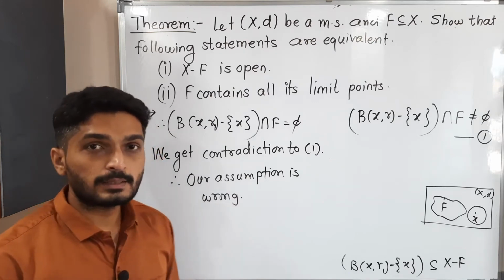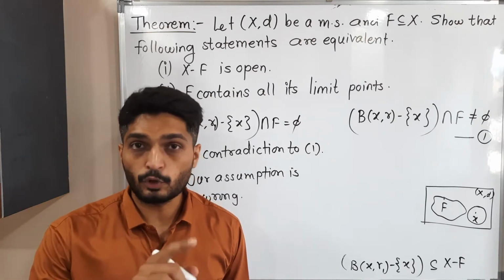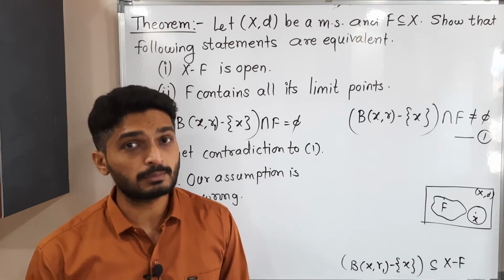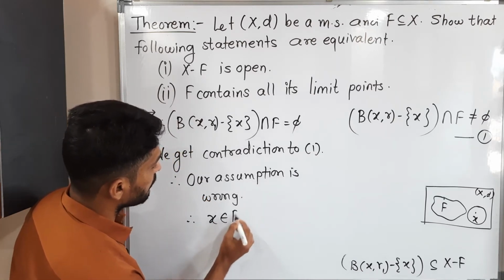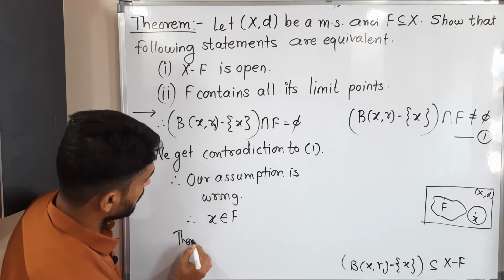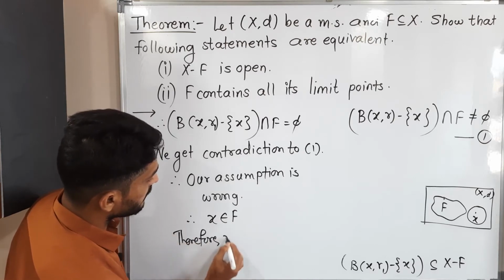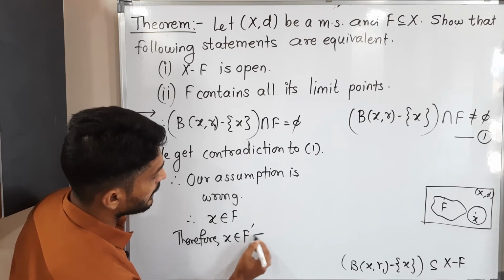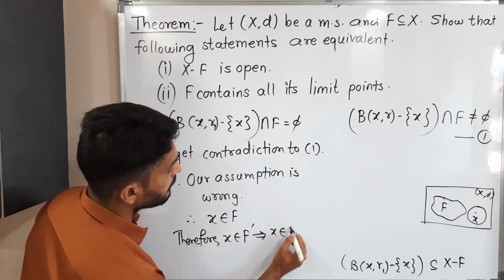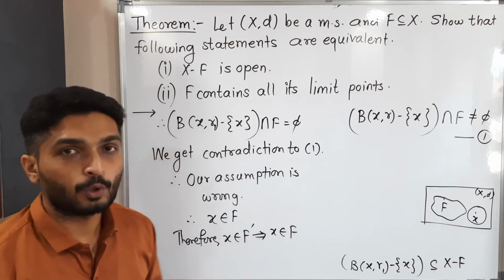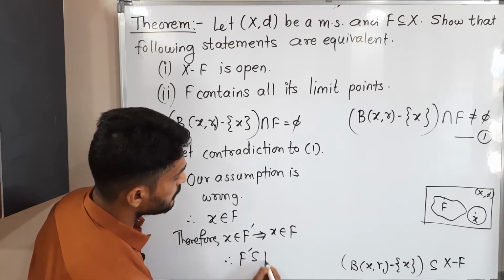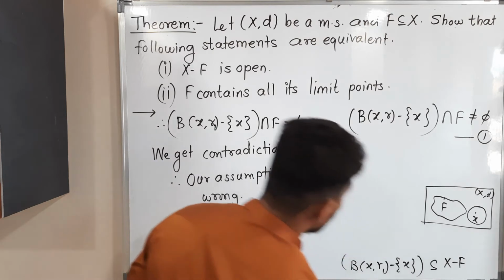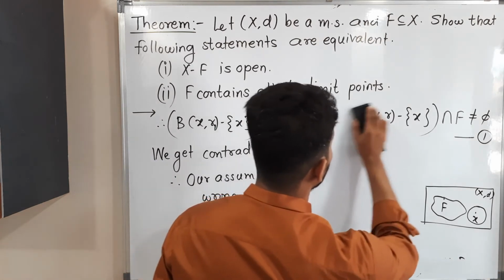So what was our assumption, you remember? X does not belong to F. That was our assumption. That is wrong. So therefore, x belongs to F. So therefore, we had started with, actually we had taken x from F dash and we proved x belongs to F. Therefore, we can simply write F dash is a subset of F. Let me remove this part, it is not required now.